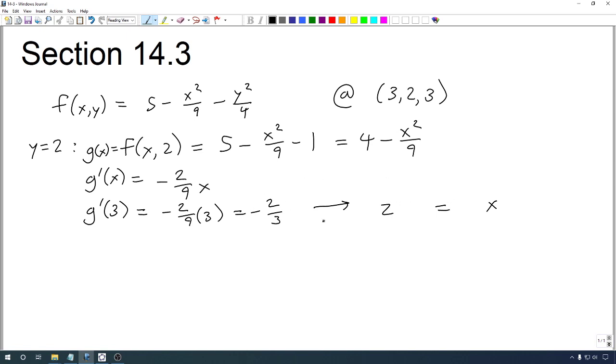Our slope here is negative 2/3. We'll go ahead and use the point slope form. So our point here, since we're working with x and z, is (3, 3). So we have x minus 3 times negative 2/3, and z minus 3 is equal to that. I'll go ahead and actually move the minus 3 over here when we put this into our graph.